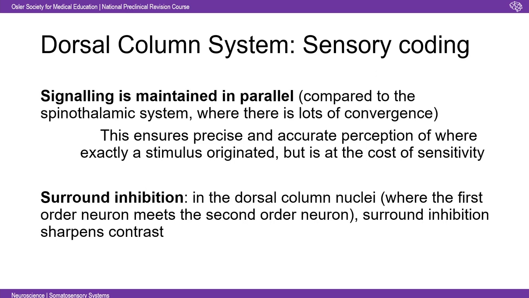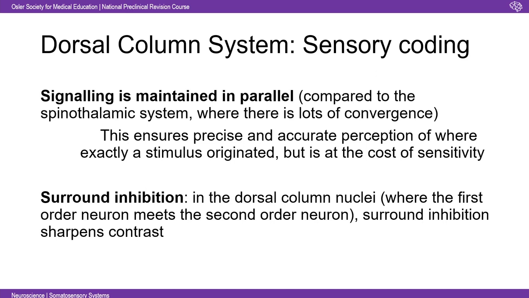In contrast, here in the dorsal column system, whilst it's sometimes less sensitive and so less adapted to getting you out quickly from a hot stimulus or something like that that's going to burn you, it allows you to know exactly where, for example, 2 points are on your skin.